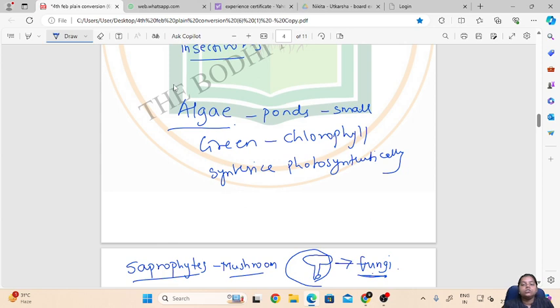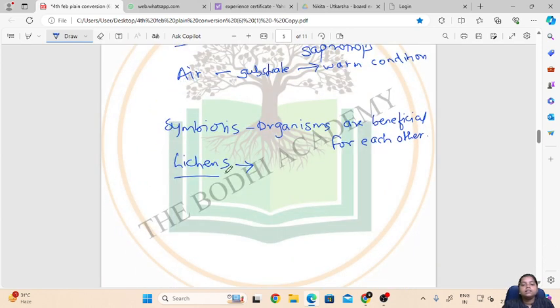Algae, understood? So in lichens, it is an association of algae and fungi. Here the algae can produce their own food, correct? But what about fungi? They depend on decaying matter, so they cannot produce their own food.